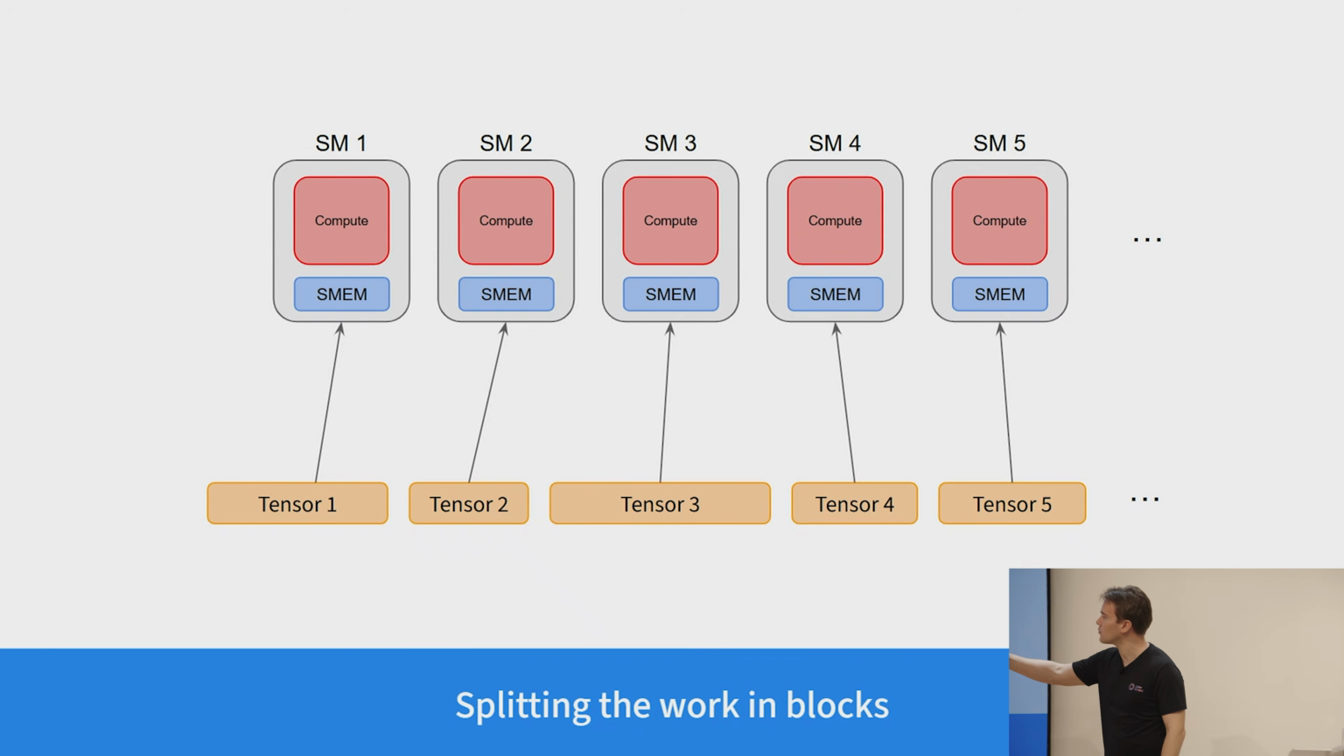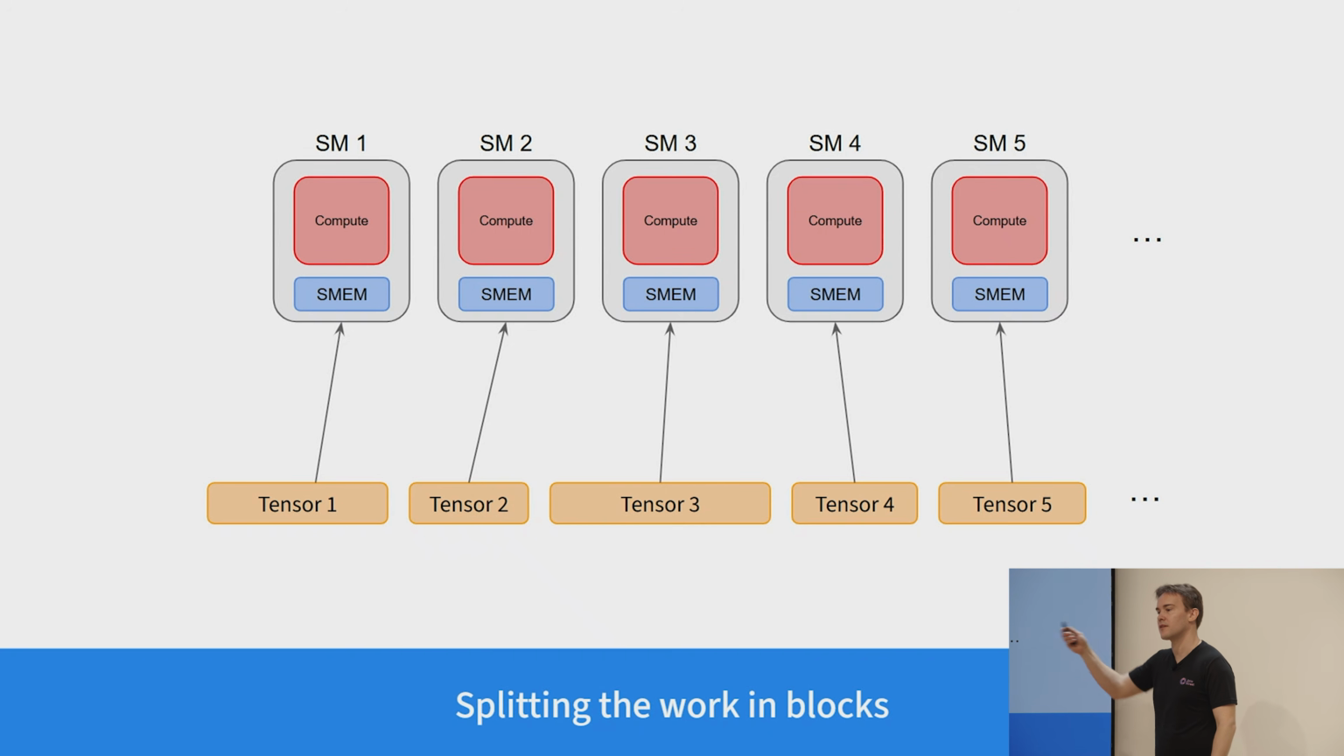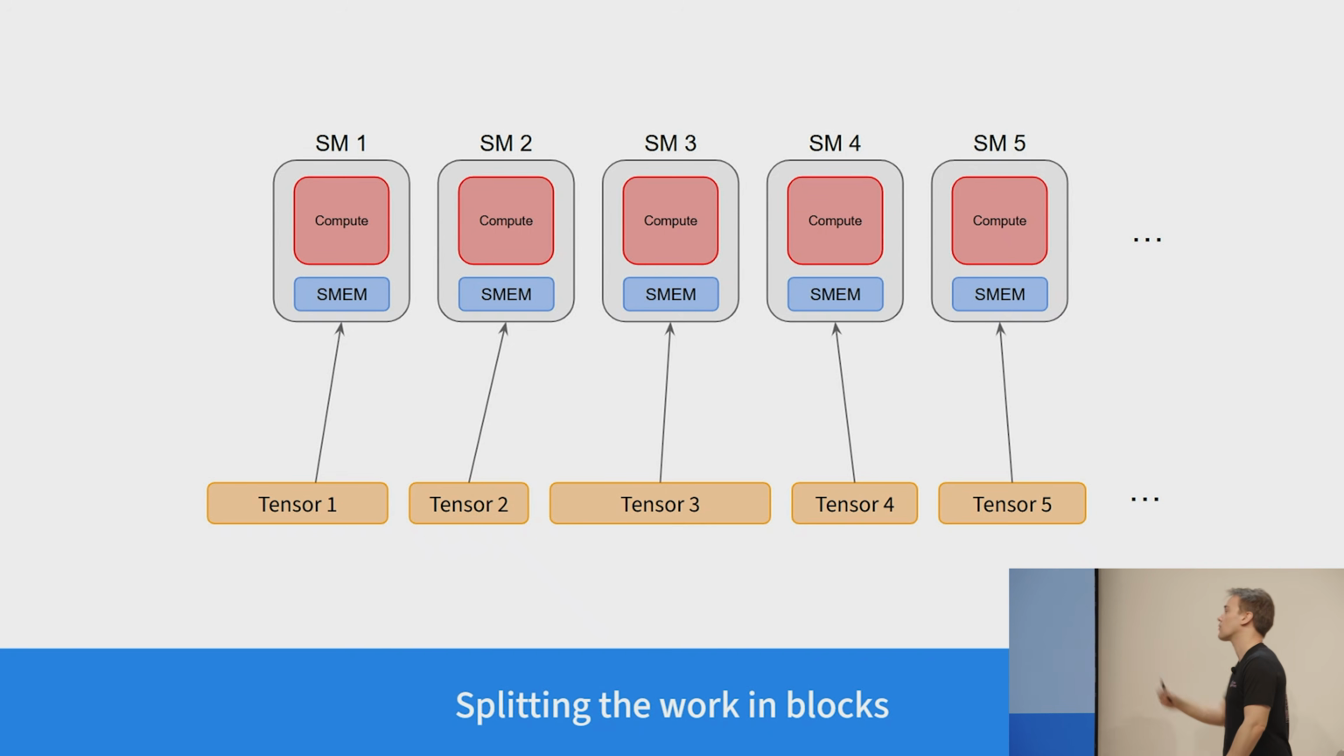For instance, here SM2 is probably going to be done before all the other SMs because it has a smaller tensor. So it's going to be the first one to request more work. Maybe the next work will be a bigger tensor. Maybe it's going to be another small tensor again. But if it just keeps getting small tensors, it will do more work; it will compute the sum of more tensors than the other SMs. And so in the grand scheme of things, it's just going to be fine.